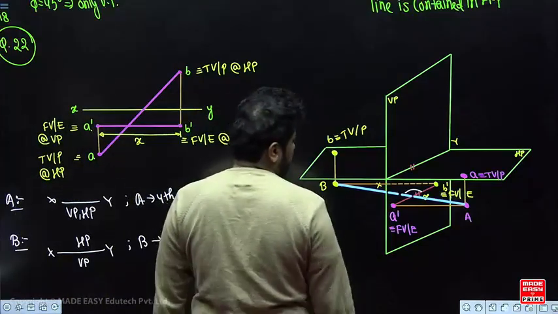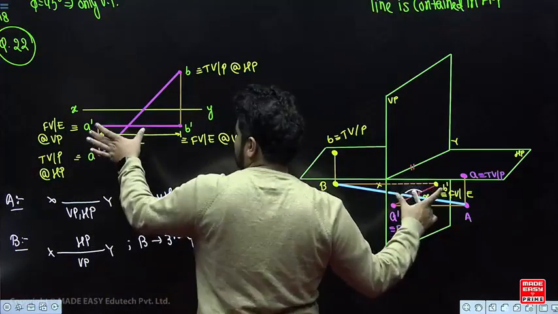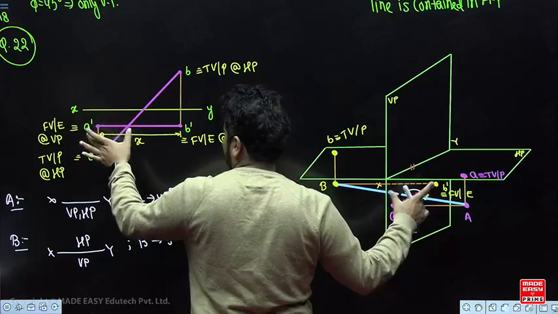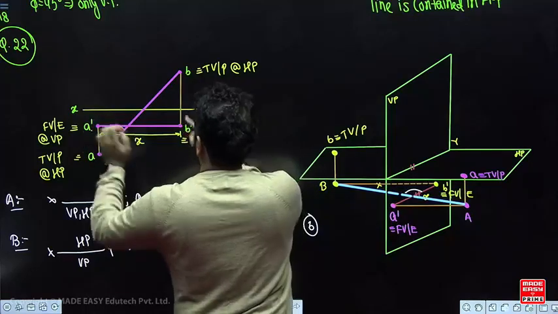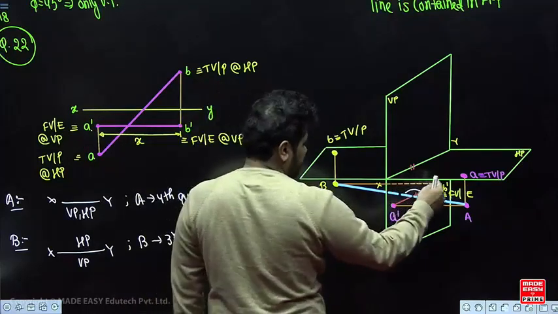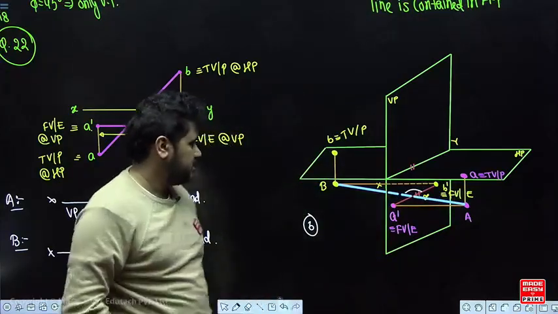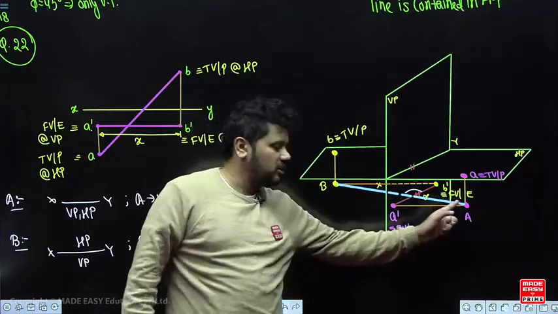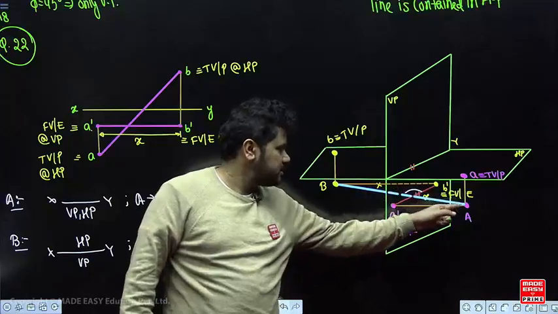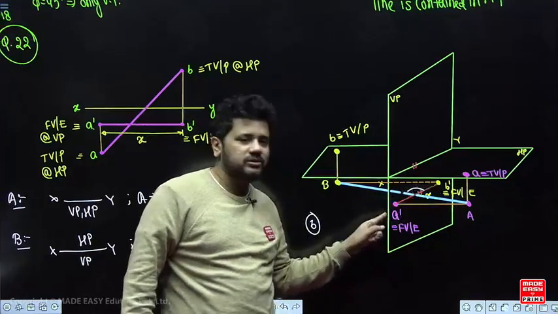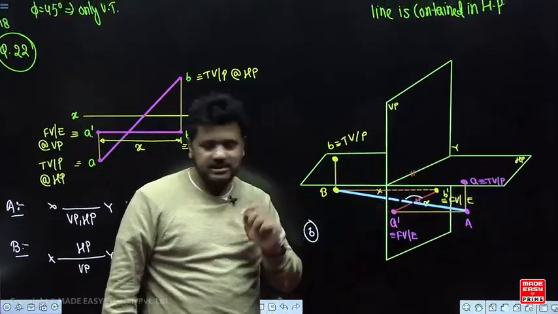How do you know it is parallel? Because this top view and this front view are exactly parallel to the XY line. Front view parallel to the XY line means the actual point should be at the same distance, right? So A and B should be on the same line, then only its projections will also be in the same line, parallel to it. So the answer is B.